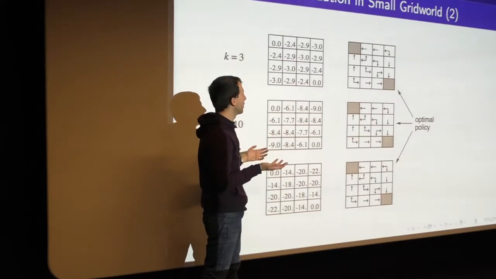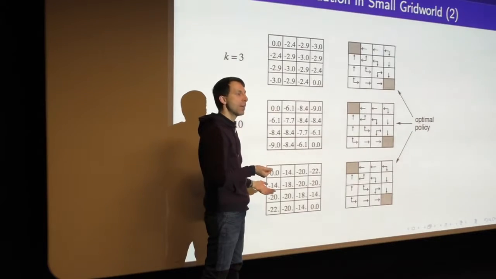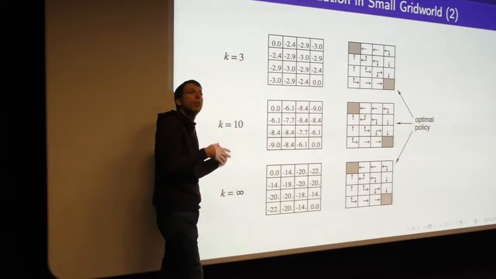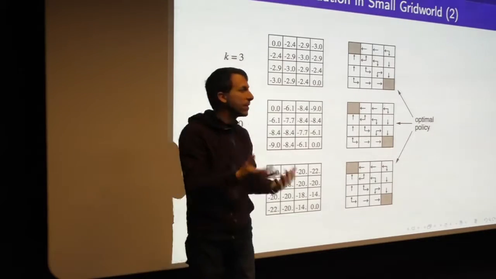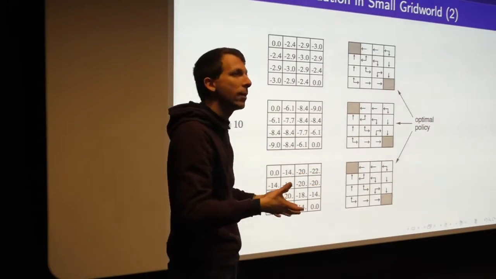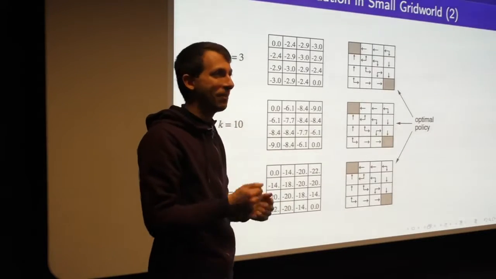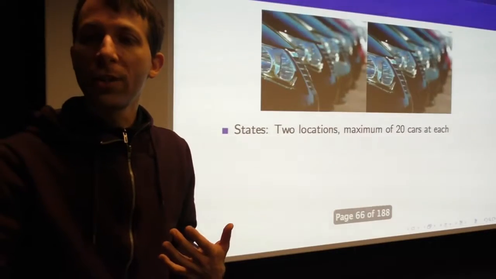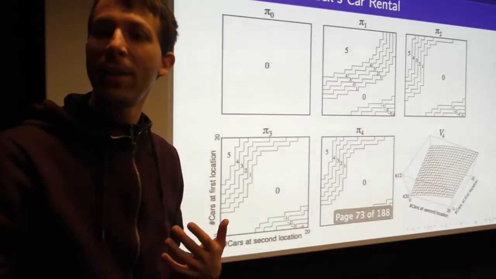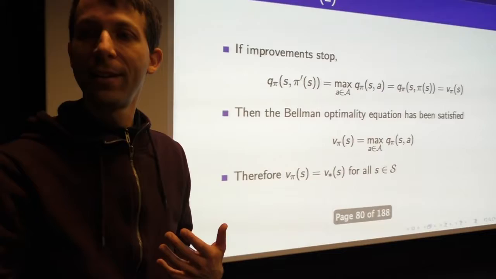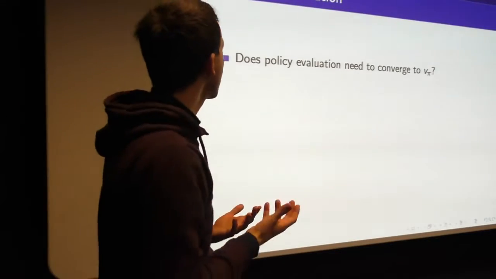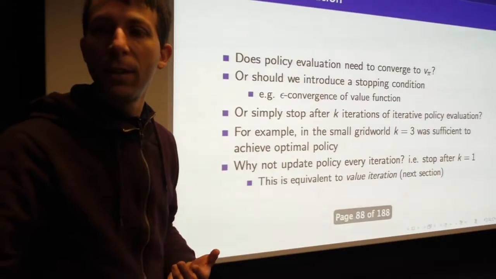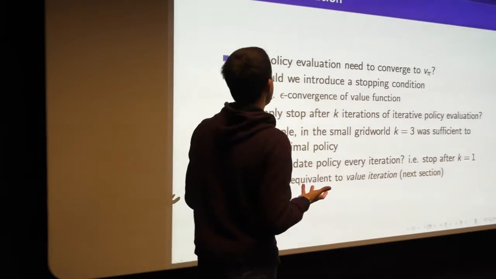So the question is, do we have to take those steps, or can we truncate our evaluation process and use an approximate policy evaluation in our inner loop rather than an exact policy evaluation? Was that the question? Good. This approach is called modified policy iteration. It's a very uninformative name. The basic idea is to stop early.